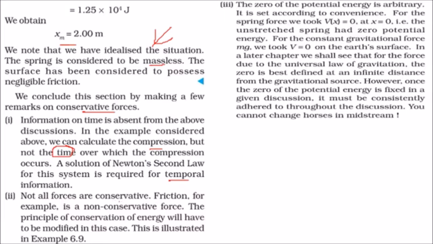Also, not all forces are conservative. Friction is a non-conservative force, and for it we need to modify the principle of conservation of energy. The zero of the potential energy is arbitrary. It is set according to convenience. For the spring force, we took V(x) equal to 0 at x equal to 0, that is, the unstretched spring has zero potential energy. And for constant gravitational force mg, we have taken V equal to 0 on the earth's surface. But we'll see that this is not very true because we have the universal law of gravitation. We'll see how things go on.